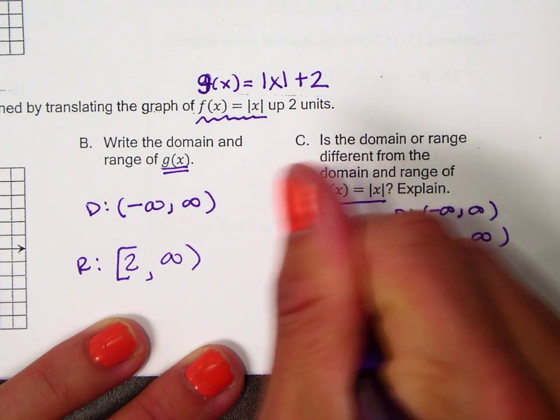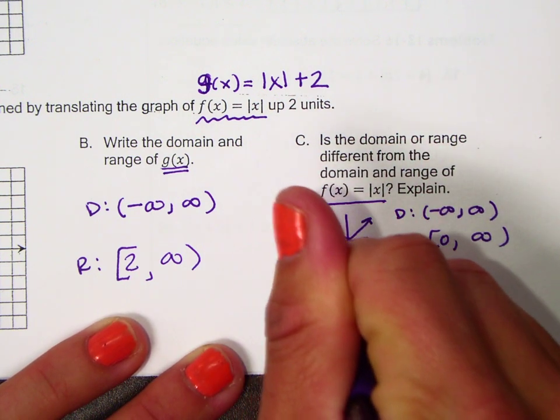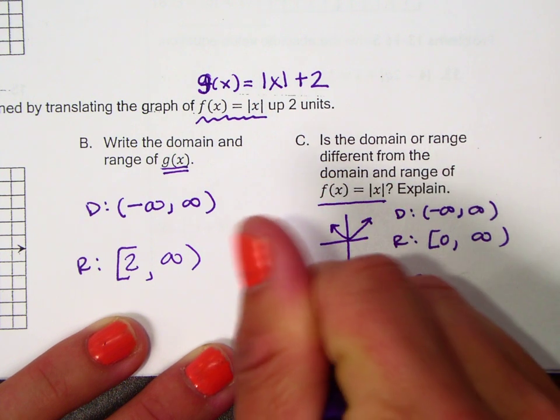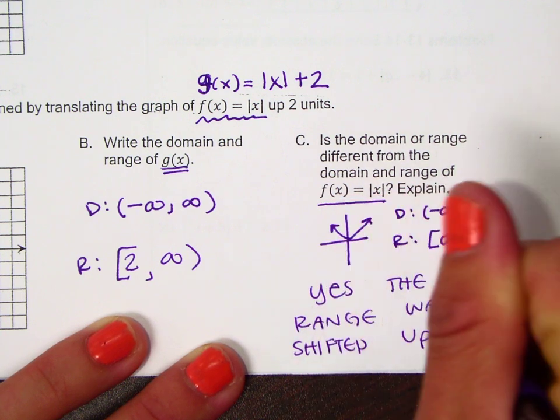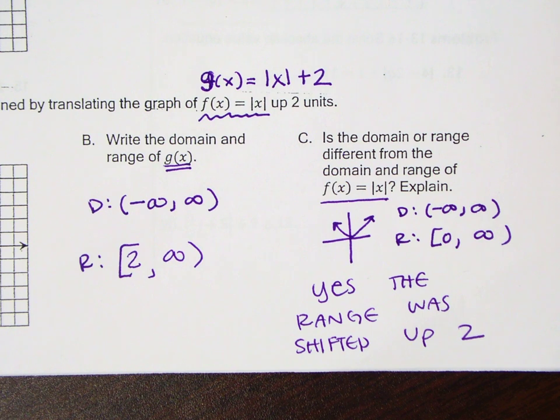So we would say, yes, the range was shifted up 2, just like your graph. So the range was also shifted up 2 units. Or some other explanation. Okay, so let's look at another one of those guys.